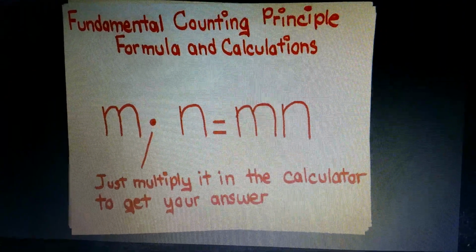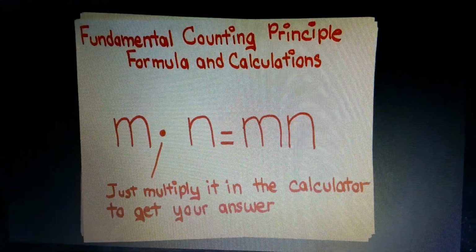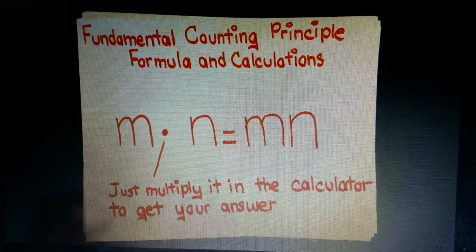Fundamental counting principle formula and calculations. M times n equals mn. Just multiply it in the calculator to get your answer.